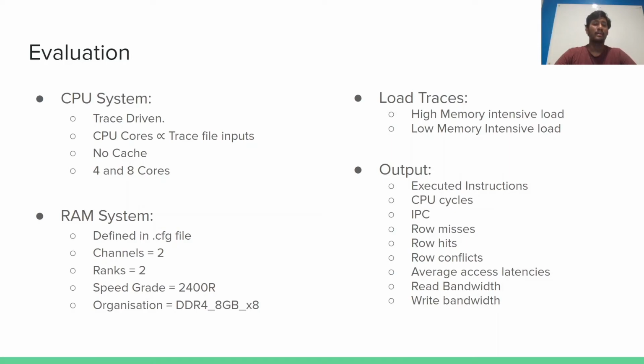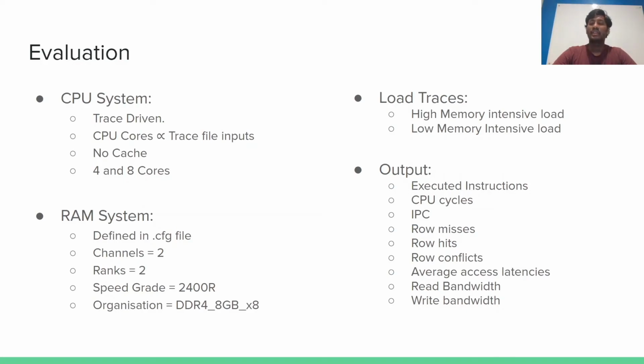So how did we construct our RAM? We defined the RAM in the .config file of the Ramulator. Here we have defined 2 channel RAMs and ranks. We have simulated 2 ranks. These 2 ranks are spread over the 2 channels, and the speed of the RAM is 2400, which is basically 2400 megahertz. And the way this RAM is organized, this is an 8 GB in cross 8. That means 8 chiplets spread across 2 ranks, which constitute 8 GB.